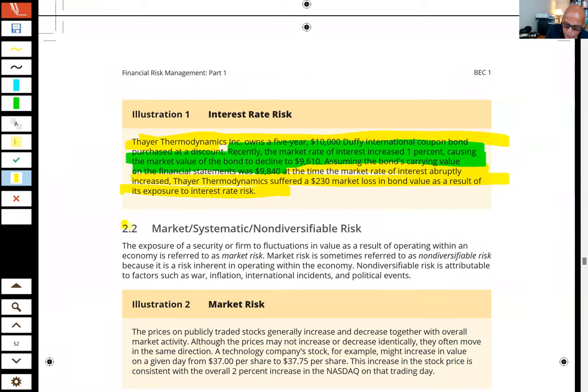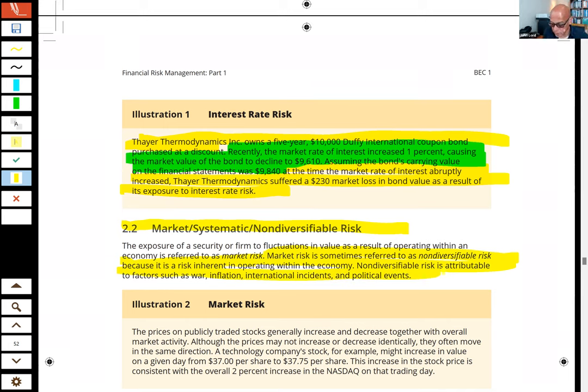Now, when we look at our market risk, we really can break those into whether or not we are going to be able to diversify our way out of certain types of risk. Now, market risk is sometimes referred to as non-diversifiable risk, and that it is inherent with whatever's going on with the economy, what's going on with war, inflation.